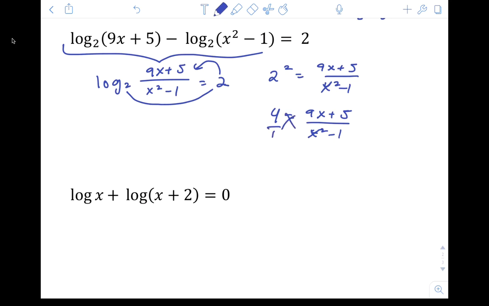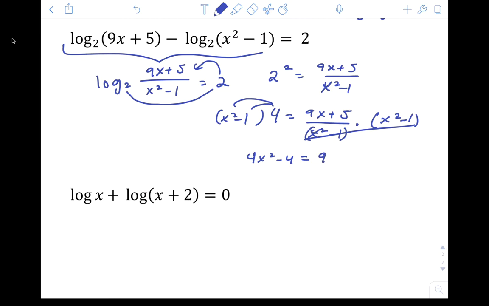You could leave that as just 4. And the first thing you could do then is get the variable out of the denominator by multiplying by x squared minus 1 and keeping it balanced on both sides. You would have 4x squared minus 4 equals 9x plus 5. You have x squared and x, so you're going to have to factor. So I need to get everything together on one side, so that 0 is on the other side. 4x squared minus 9x minus 9 equals 0.